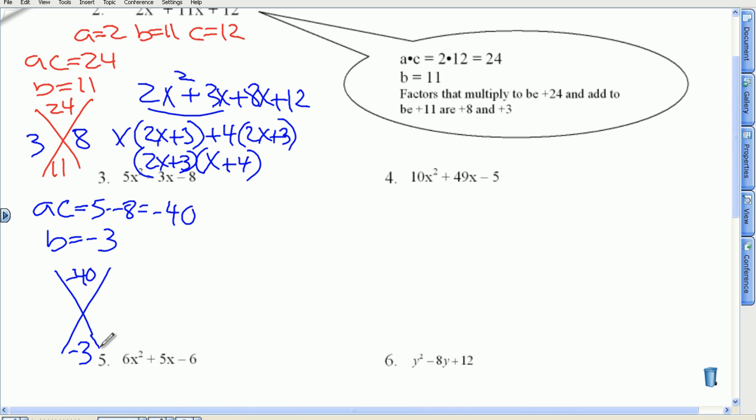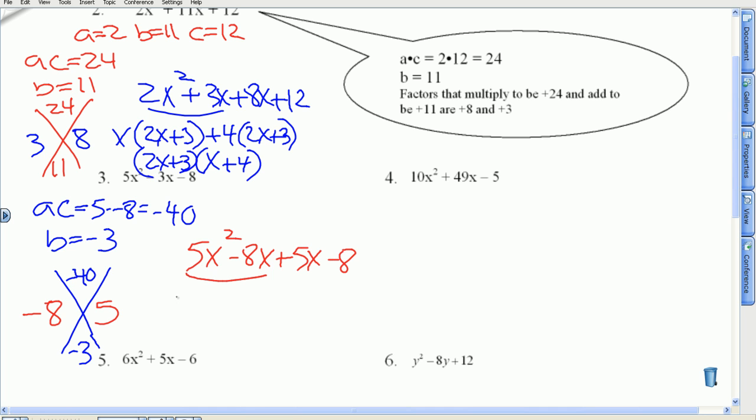Well, there's a lot of things that go into 40. 1 and 40, 2 and 20, 4 and 10. And I don't think we get where we want to go until we get to negative 8 and positive 5. Negative 8 times 5 is negative 40. Negative 8 plus 5 is negative 3. So we are going to go ahead and replace the middle term with negative 8x and positive 5x.